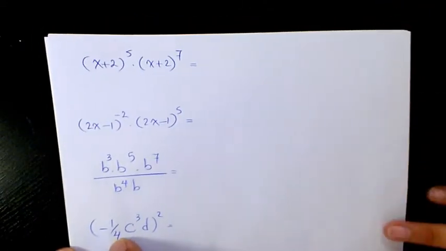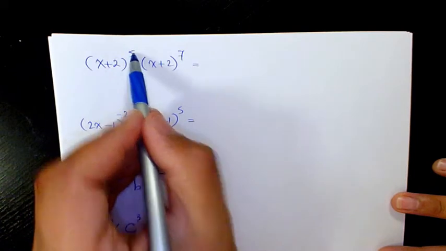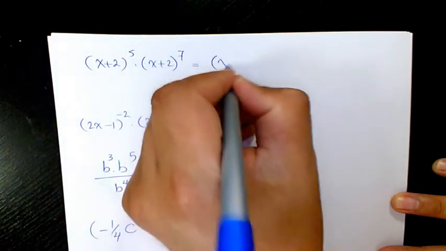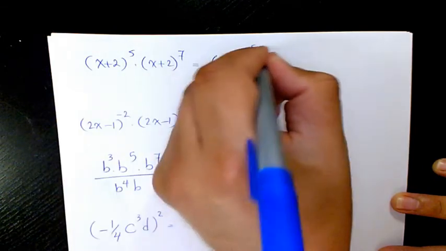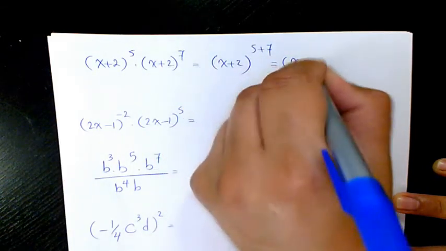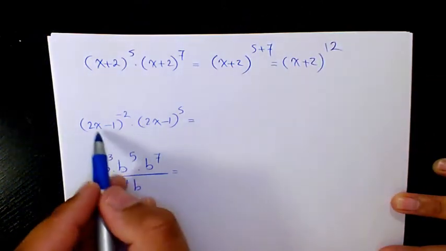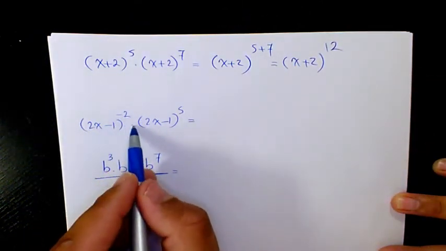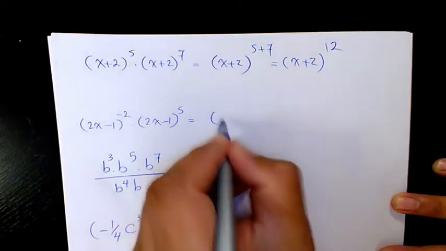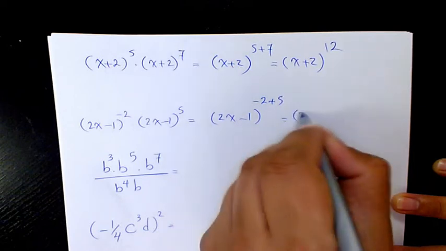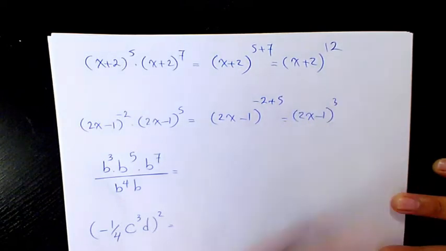Next example. X plus 2 to the power of 5 times x plus 2 to the power of 7. Since the bases are the same, we just write the base and add the exponent. So it's going to be x plus 2 to the power of 12. 2x minus 1 to the power of negative 2 times 2x minus 1 to the power of 5. Since again the bases are the same and we have multiplication, we just add these two. So it's going to be 2x minus 1 to the power of 3.